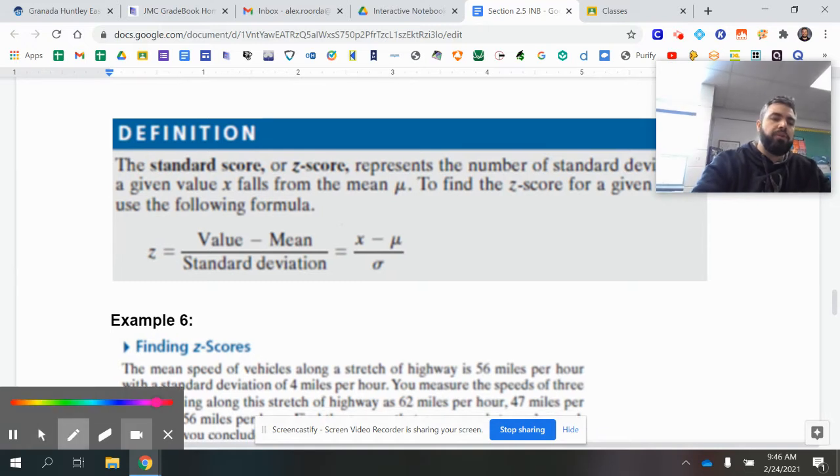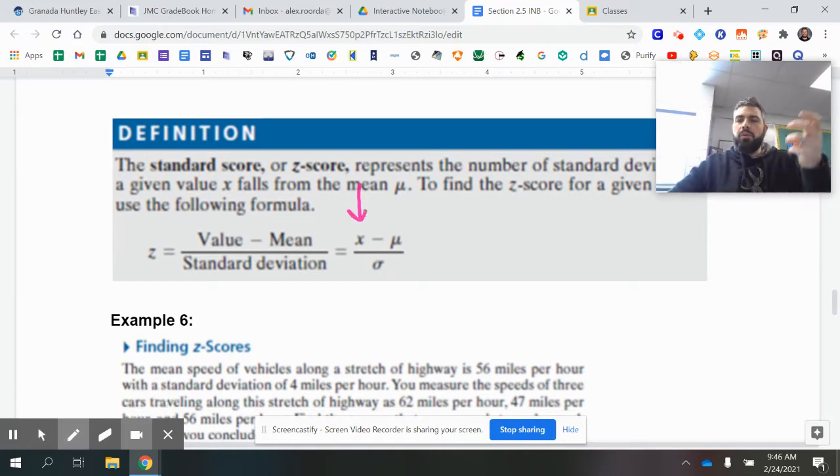So, for example, they're going to give us some number, which is going to be our data value X. We take that X, subtract the average, the mean, and then divide by the standard deviation. That's why it's important that we get the mean and standard deviation of all data sets. Then we get something called the Z-score, which is also known as the standard score. It represents the number of standard deviations that a value is from the average.